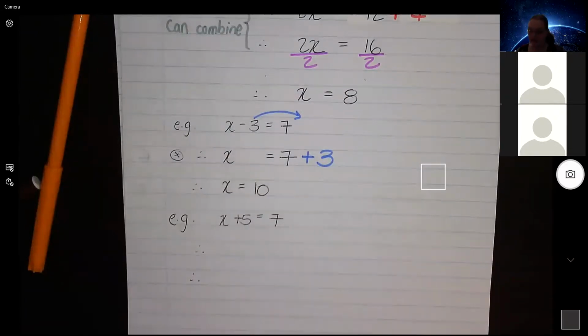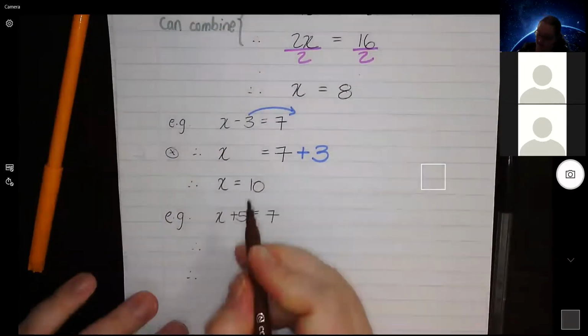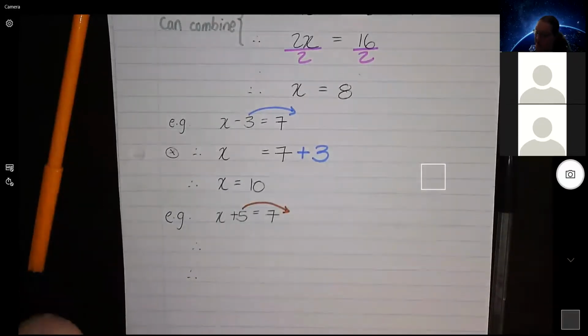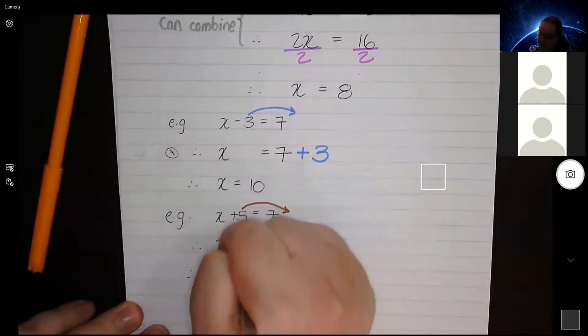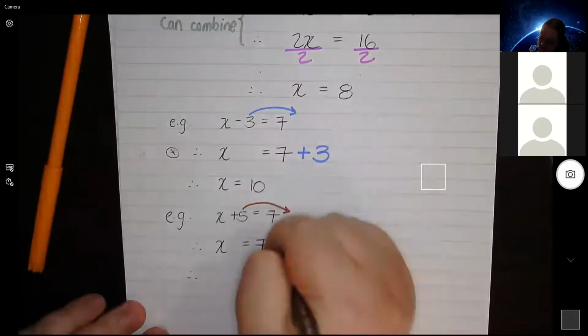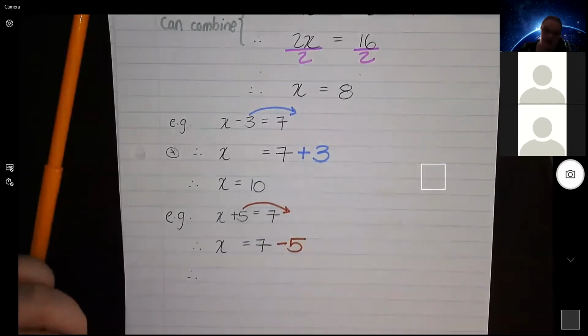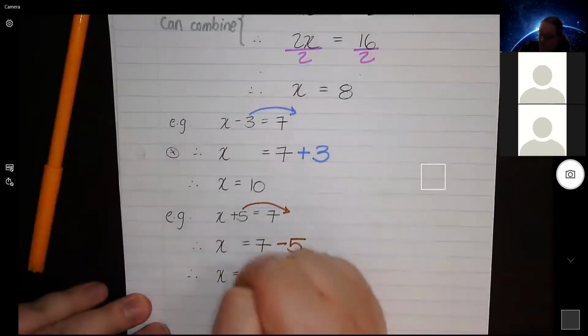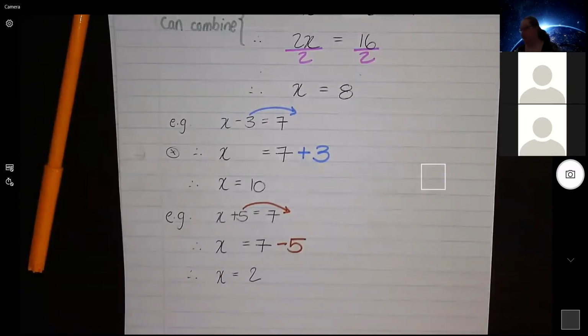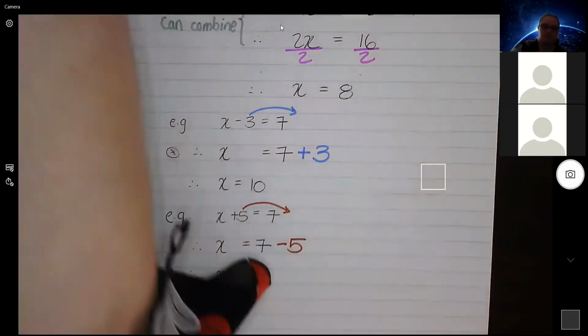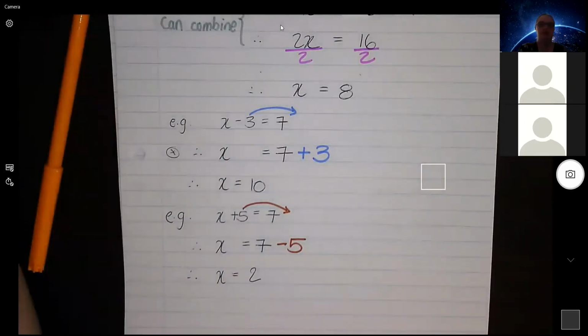Okay, similarly on this side, I want the x alone, so I'm going to kick the 5 over. And it was positive, so it now becomes negative. And that now gives me x equal to 2. I hope that makes sense to you guys. If you have any questions, please let me know. But boys, the premise of this is you want to get the x alone, so you start kicking numbers over and they change their sign.